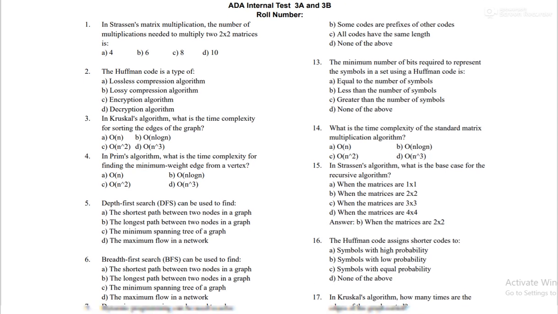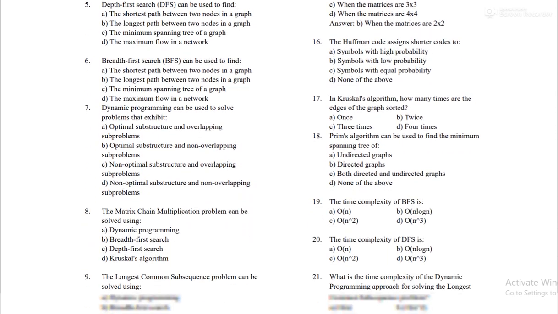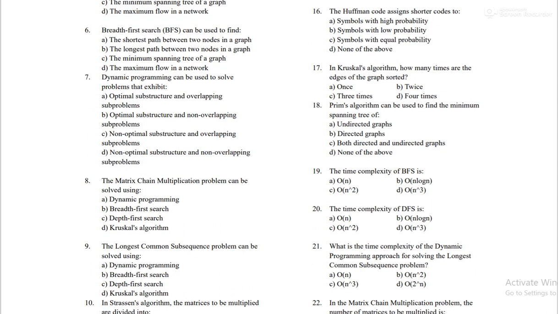Question 16. The Huffman code assigns shorter codes to. The Huffman code always assigns shorter codes to symbols with high priority. The symbols which occur the most in the sequence of the code or in the whole length of the file, the symbols which have higher frequencies, are assigned shorter codes, so that the number of bits can be balanced out. So the correct answer for question number 16 is symbols with higher priority.